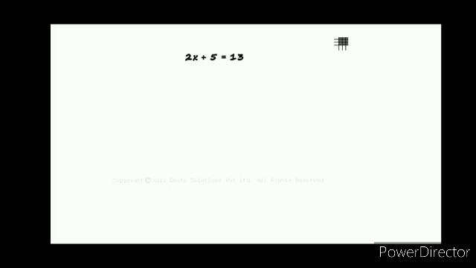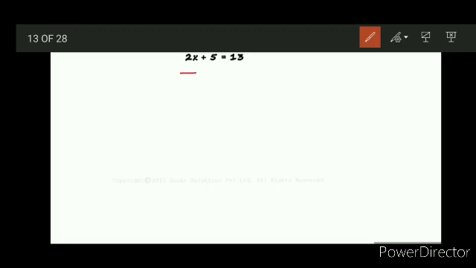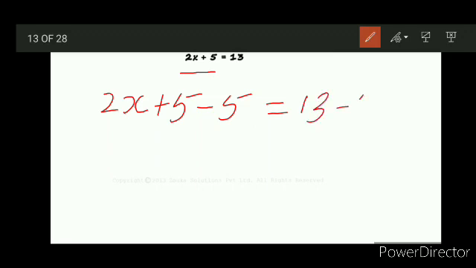We will solve another equation with the same method. On the left hand side of this equation we have 2x plus 5. We have two numbers, and we have to remove them using the inverse property. First we will remove 5, so I am subtracting 5 on both sides, because the left hand side has plus 5, and the inverse of plus 5 is minus 5. Now plus 5 minus 5 is 0, leaving 2x on the left hand side. Here 13 minus 5 is 8.